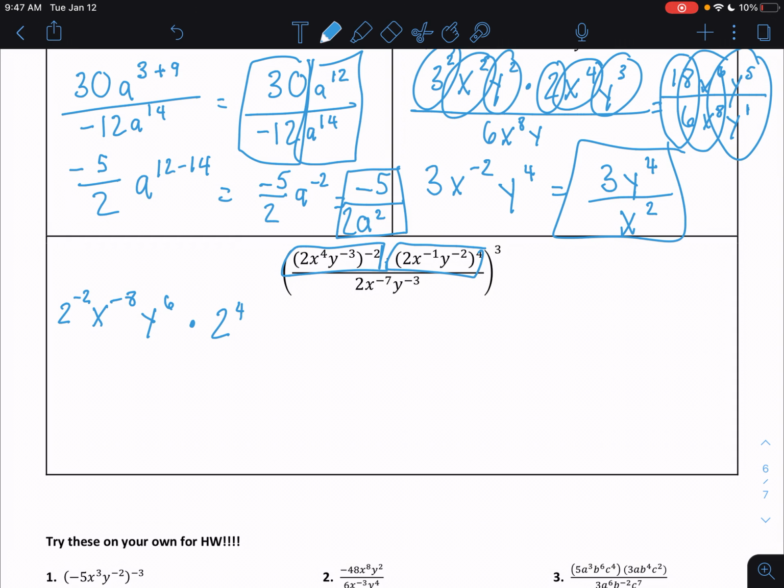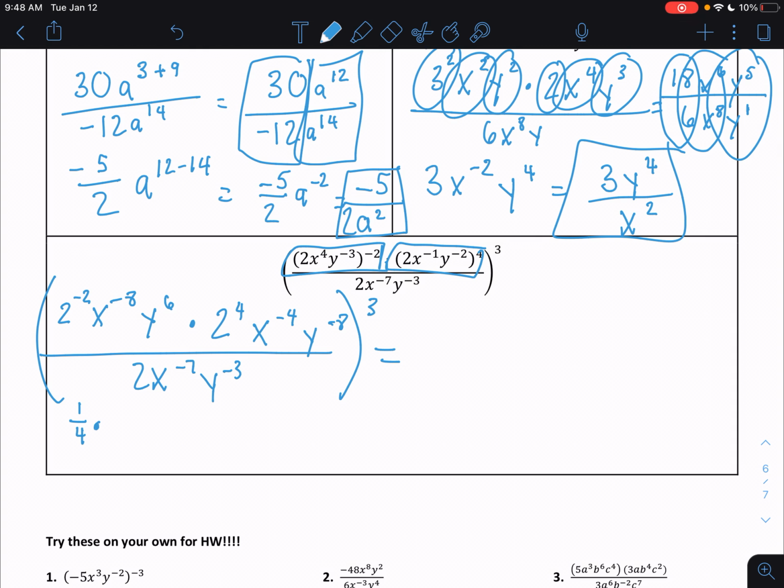2 to the 4th times x to the negative 4 times y to the negative 2 times 4, which is negative 8, all over... I'm just going to rewrite the bottom, put this all in parentheses because that is all to the 3rd power. Okay, so let's simplify this down. 2 to the negative 2 is the same thing as 1 over 2 squared, so it's 1/4. Times, where's our other regular number? Right here, 2 to the 4th, which is 16.